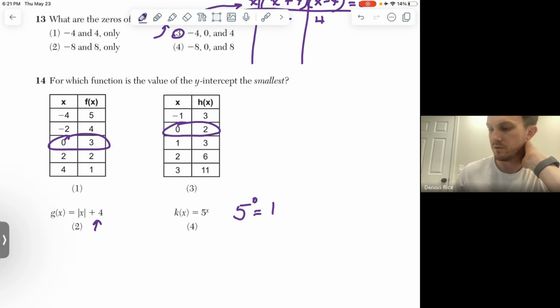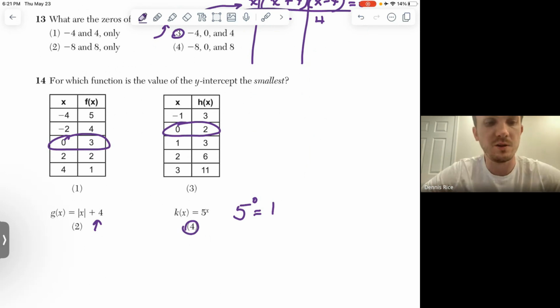Choice 4. The tables were 3 and 2. The absolute value, again, if you're not 100% sure, type it in, verify it, or just plug in a 0 like we did for 4. 0 plus 4 is 4. And k of x ends up being our answer. It has a y-intercept of 1.